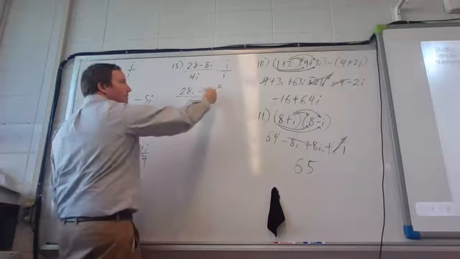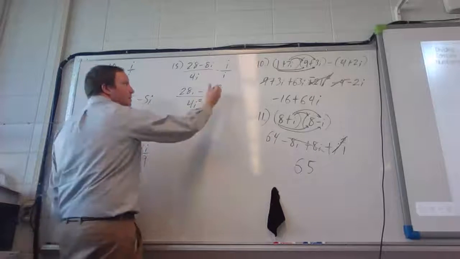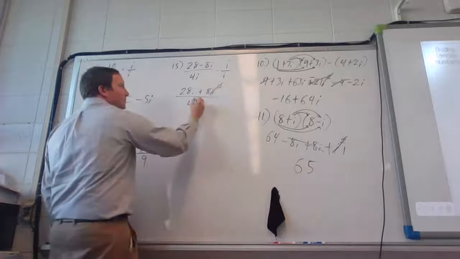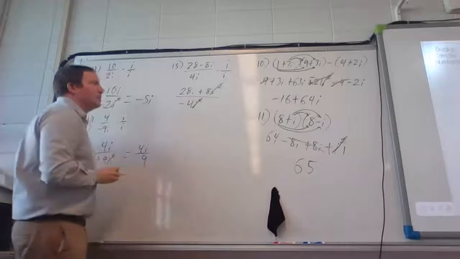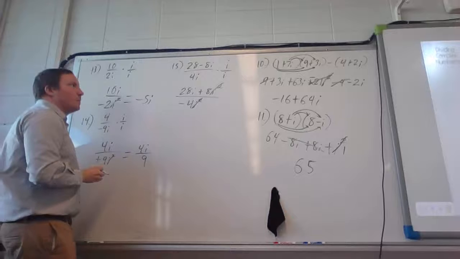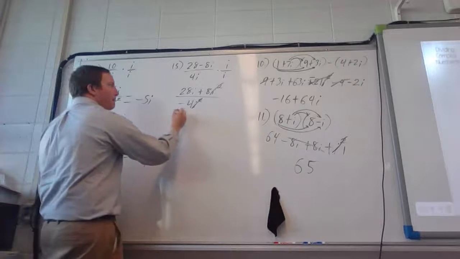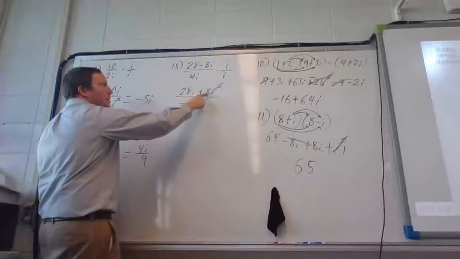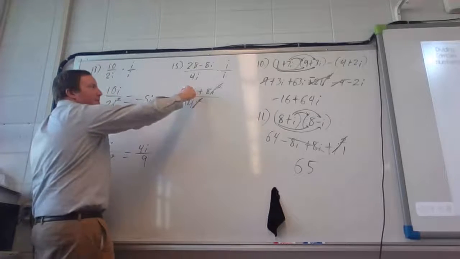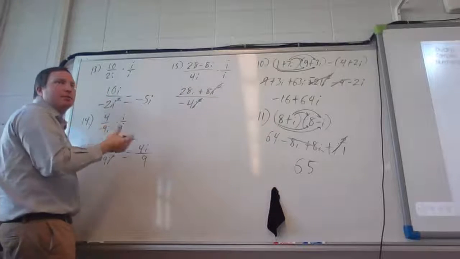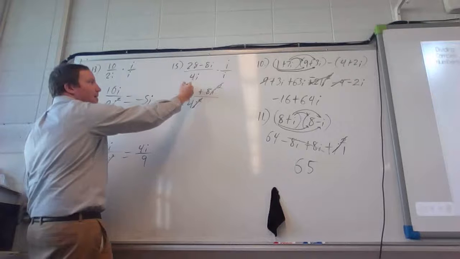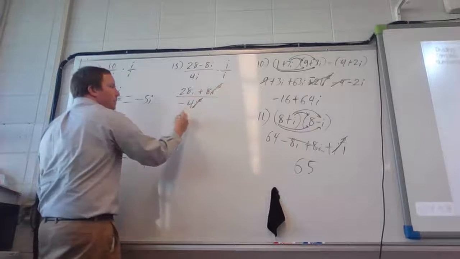So again, what do we do with our i squareds? That'd be positive 8. So 28i plus 8 over negative 4. But we can't add these because of that i, right? So remember, it's a complex number because we have that imaginary part and that real part.